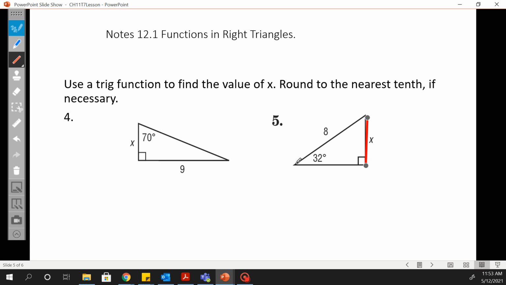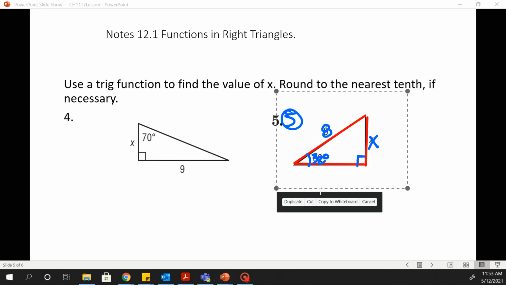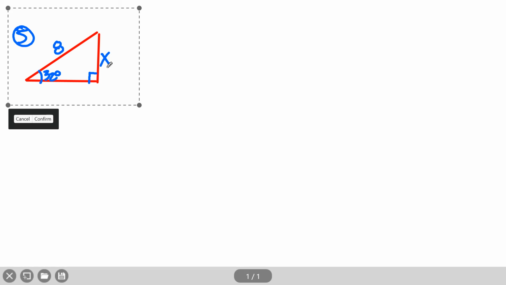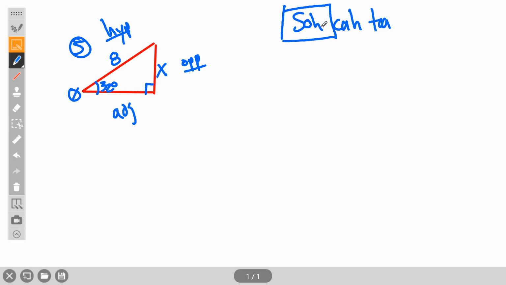And then lastly, once again, we're looking for a side length. So this is a 32-degree angle, the angle that we have. We'll call it theta. The sides that we have: this would be the opposite side, this would be the adjacent side, and this would be the hypotenuse. We have the opposite side and the hypotenuse, so that's sine. You know that sine theta is equal to the opposite side over the hypotenuse.